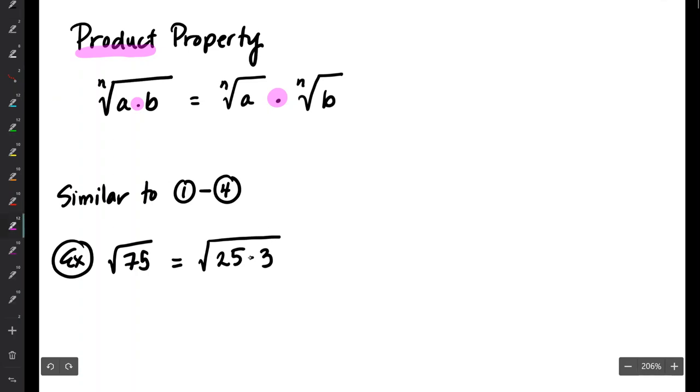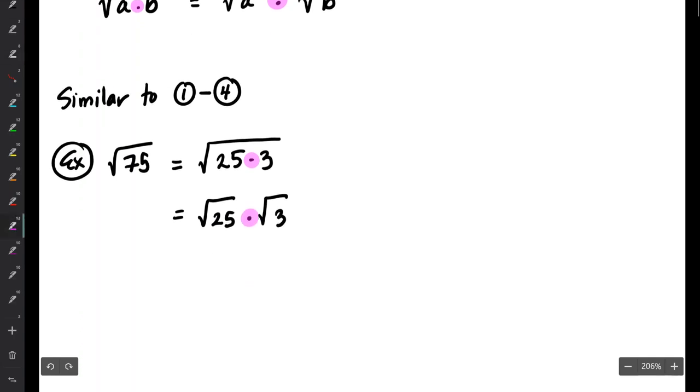Now I can use my product property and say this is equal to the square root of 25 times the square root of 3. The value of that is that I can simplify the square root of 25. It's 5. And then this times the square root of 3 is just 5 times the square root of 3. The square root of 3 doesn't have any perfect square factors other than 1. You can leave it like this or just write 5 square root 3. We often say 5 root 3.